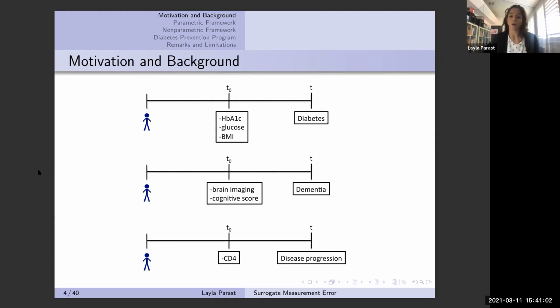Another area of work that often requires long follow-up time is dementia. So here the primary outcome would be dementia onset, and some potential surrogate markers would be a brain image or cognitive score of some kind. And then lastly, a lot of the earlier work, and still work now really, on surrogate markers was in the AIDS research area. So here the primary outcome is disease progression or death, and the surrogate marker is CD4 count.